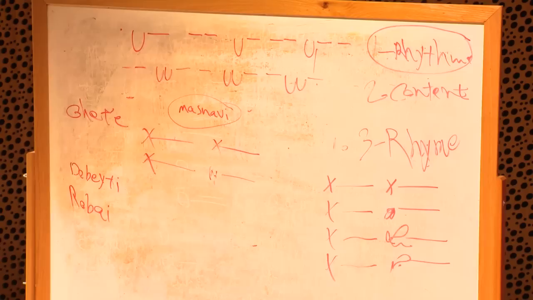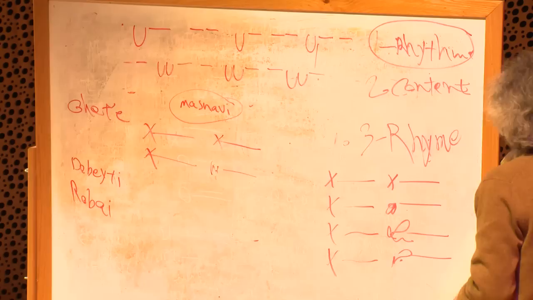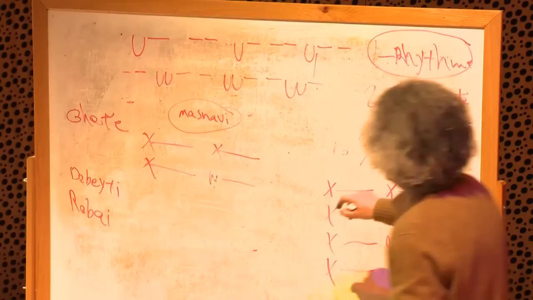مثنوی can also have different rhythmic structures, as long as it respects the rhyme. The structure of مثنوی is this. This is مثنوی. It differs in respect to rhyme.